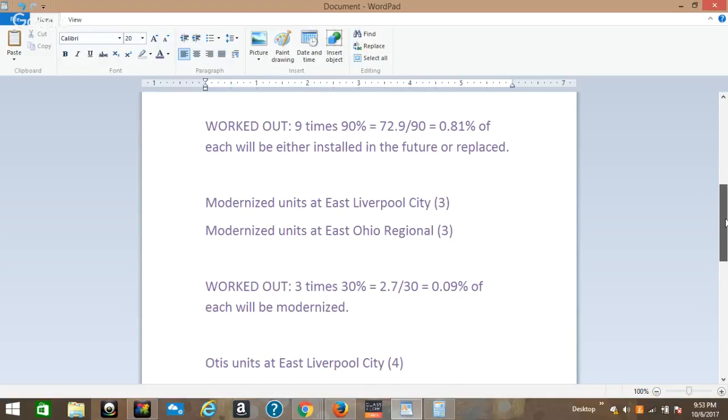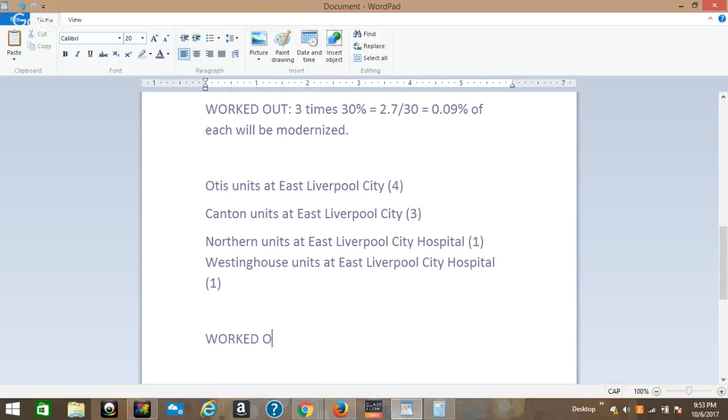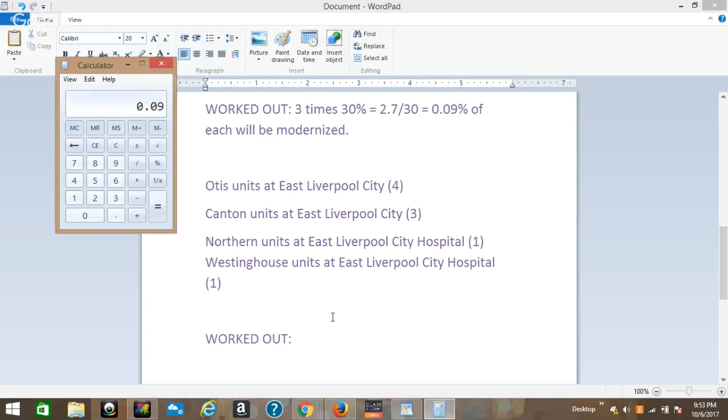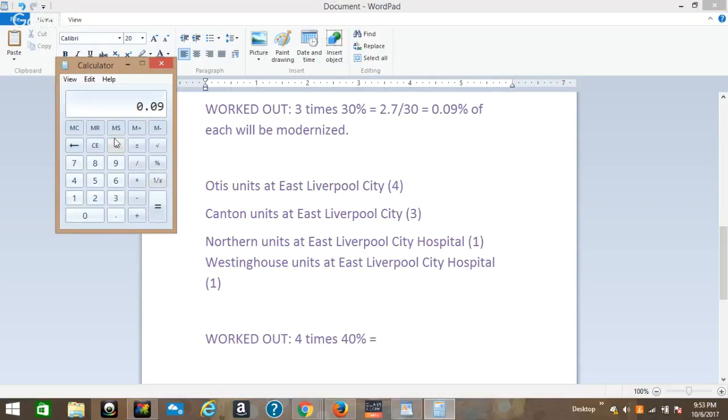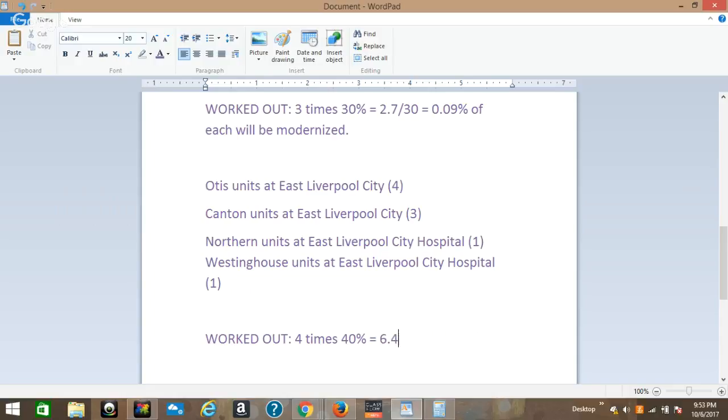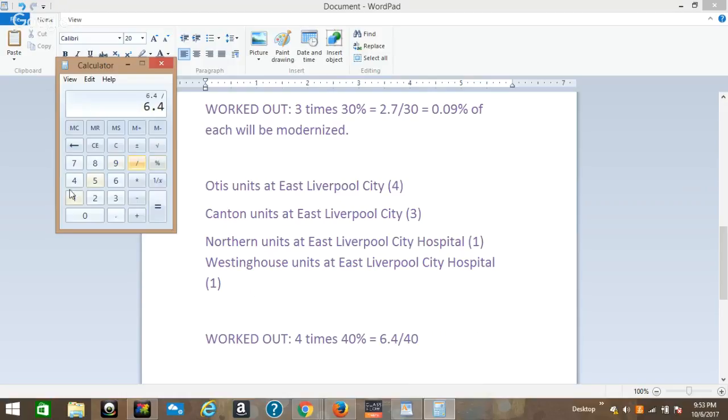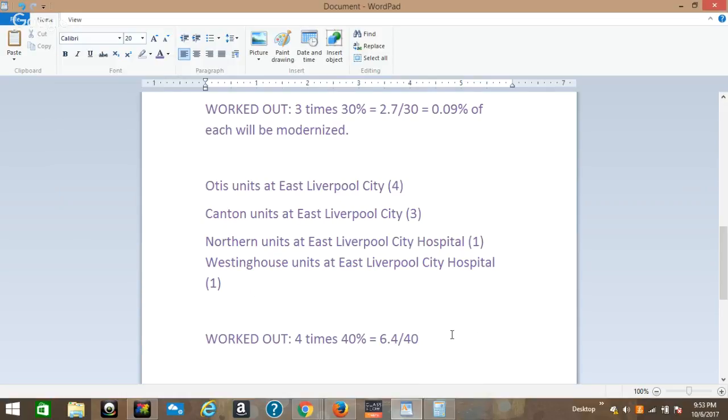Right. Now we move on to our Otis units, all right? So what's the most? Otis at East Liverpool City Hospital, all right? 4 times 40 percent equals 4 times 40% is 6.4%. Divided by 40 equals 0.1%, 15% of Otis units will be installed in the future. Right?